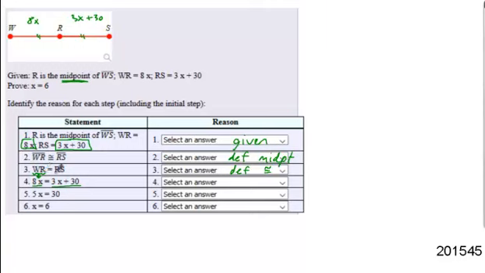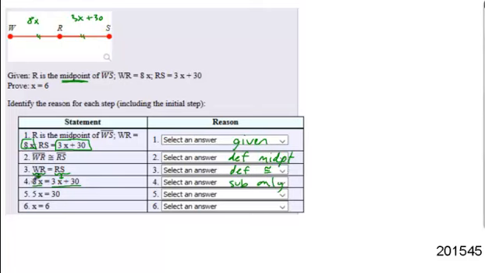And what about RS? Is that equivalent to 3x plus 30? Yeah, so on each of these I could take the equation from step 3, replace the left side, replace the right side, and replacing something with its equivalent is substitution only. And now it becomes an algebraic proof.